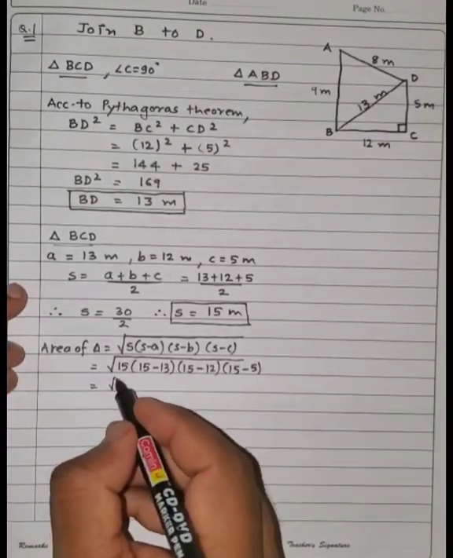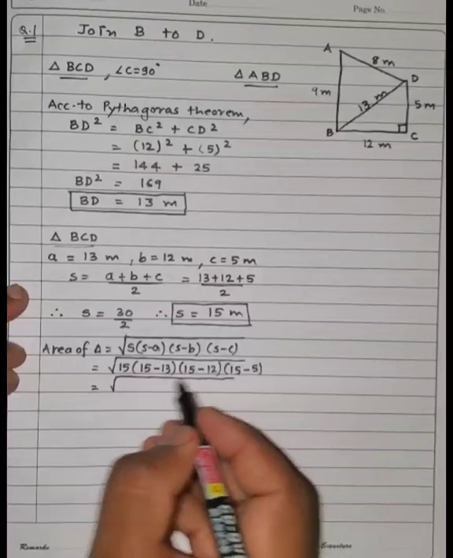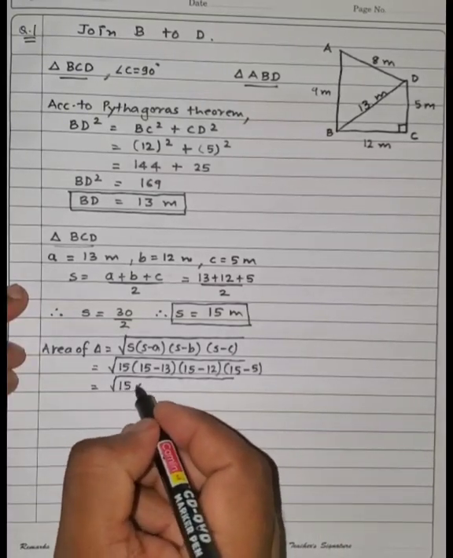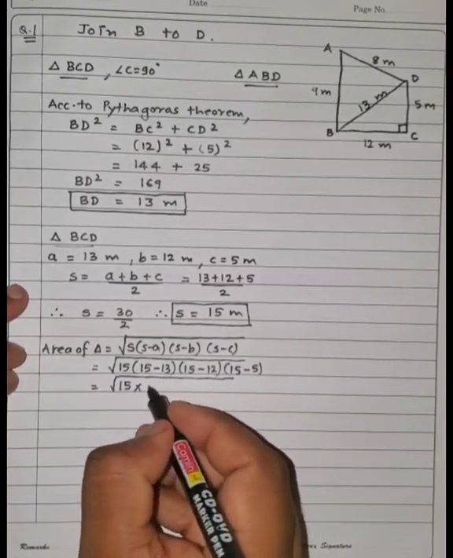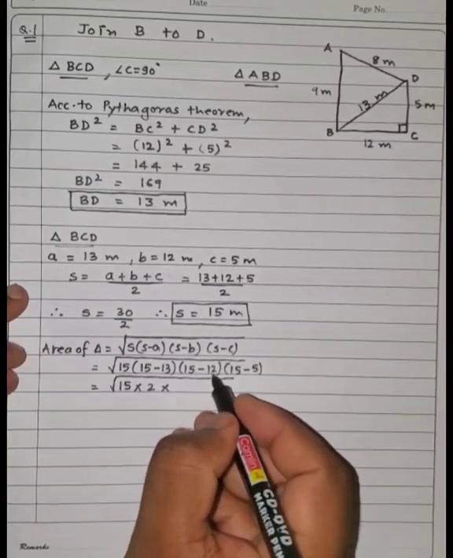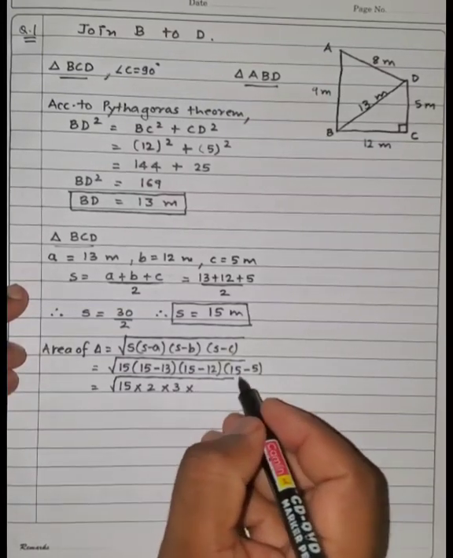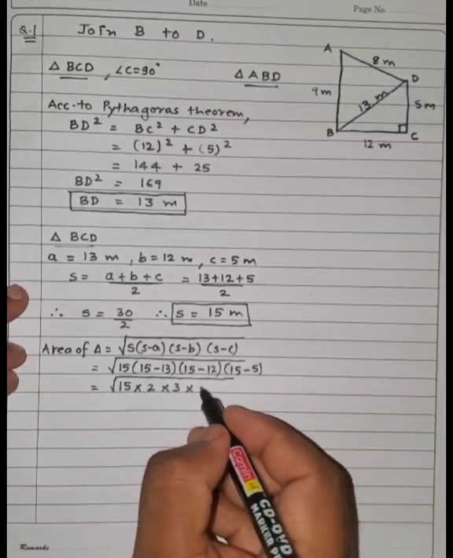Yeah, again I will put the under root. Let's solve the brackets. 15 into 15 minus 13 is 2, 15 minus 12 is 3, 15 minus 5 is 10.